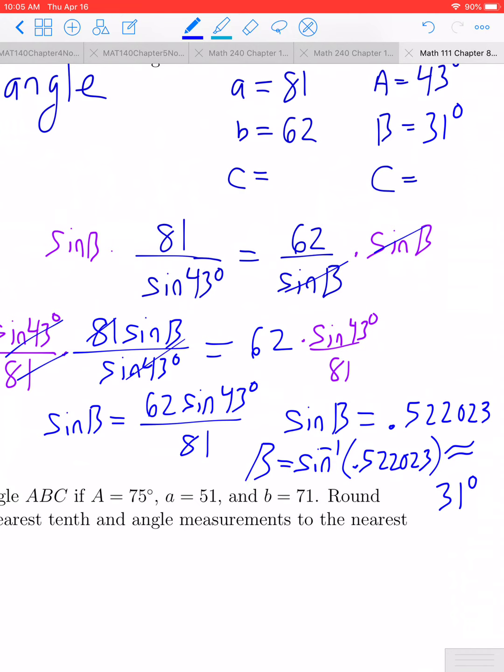Now that we know the measurement of angle B, we can add those two together and subtract them from 180 to find C. Angle C is going to be 180 minus the sum of 43 and 31, which would be 106 degrees. So that gives us the measurement of angle C. And now that we know angle C, we have side c and its angle pairing. We can set up a law of sines to solve for side c.